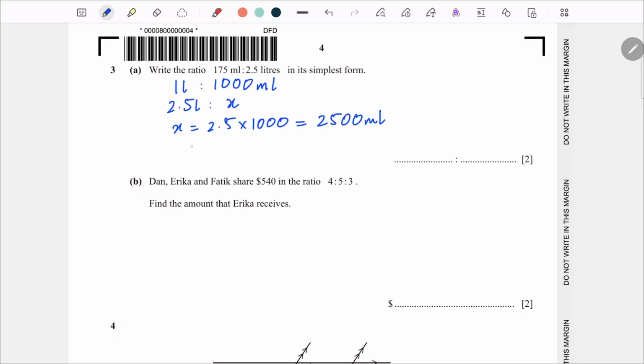Now if we simplify 175 and 2500, milliliter and milliliter will cancel because they're the same units. And when we simplify this using 5, because both the numbers are divisible by 5, we're getting the answer 7:100.